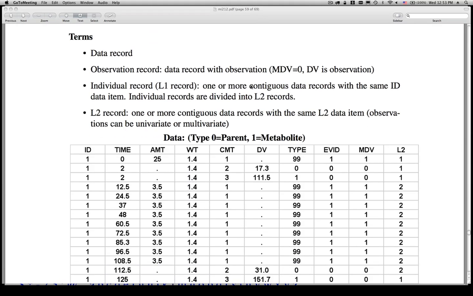Well, first, when you read the help files on the L2 data item, they're pretty confusing, and you have to pay attention very carefully to the nomenclature about NMTran data. So what's a data record? A data record is a single row in a data set, remember, and an observation record is one where the dependent variable is present, or MDV is equal to 0. However, when the help file talks about an individual record, that's the L1 record. That happens to be the block of rows, one or more contiguous data rows or data records with the same ID. So an individual data record is a block of data records specific to a specific subject, and they've got to be contiguous. Remember, in NMTran, if you have a batch of observations for an individual at the top of the data set and then insert that same ID later in the data set, they're not linked. They're viewed as two separate individuals, so they've got to be contiguous.